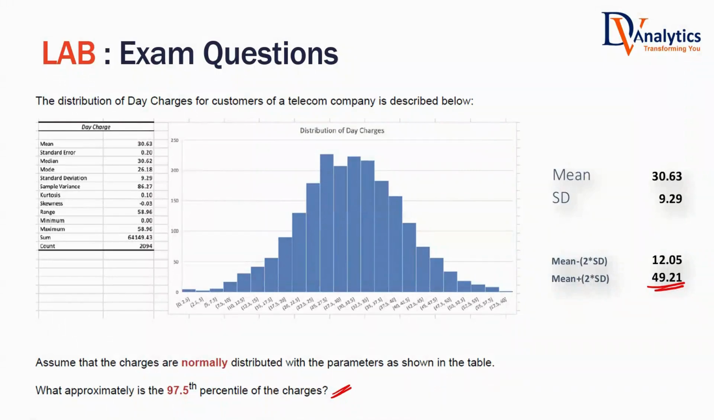Perfect. Sir, one moment, sir. So you're saying that we are supposed to take 2 sigma, and that at the right side it is still the 97.5 percentile, is it? Right.